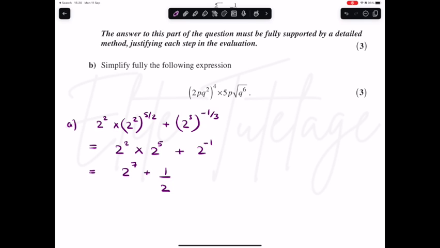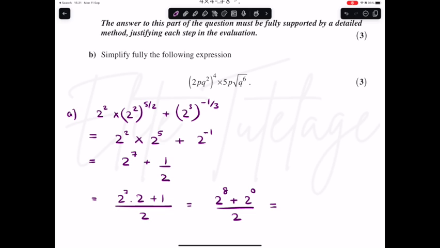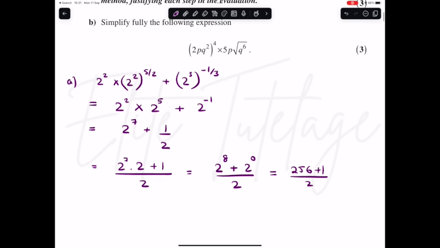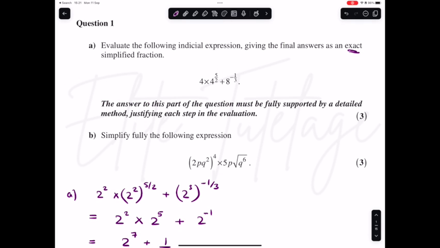And now I'm going to go ahead and multiply the numerators together. So 2 to the power of 7 times 2 plus 1 and over 2. So that leads us to 256 plus 1 over 2, which is 257 over 2. So that's basically it for the first part.